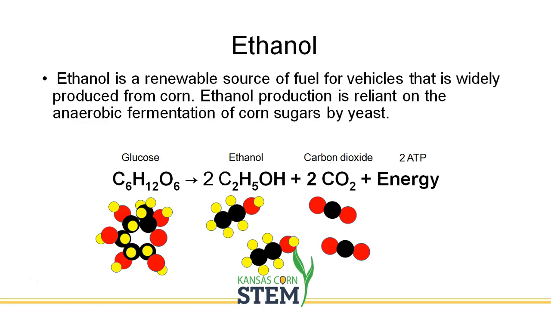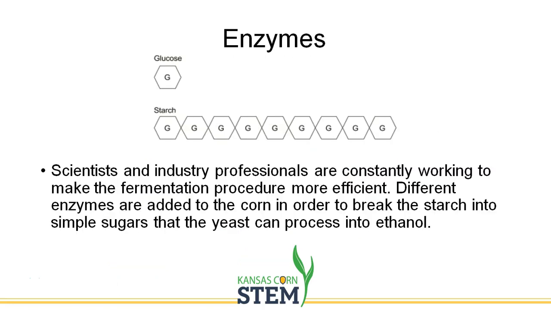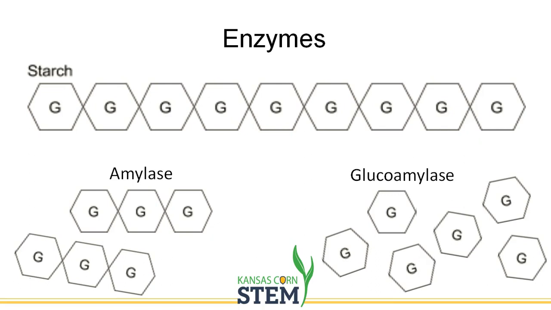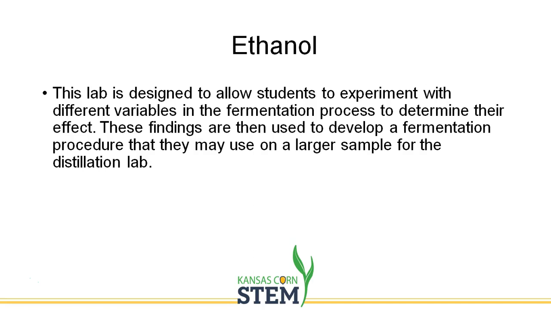The yeast uses the energy stored in the 2 ATP molecules. We will collect and measure the carbon dioxide gas produced in order to compare rates of fermentation. Yeast is very good at metabolizing simple sugars. The sugar in the corn plant is in the form of starch, which needs to be broken down. Enzymes are used to break the starch molecule down into smaller pieces. Amylase just makes shorter chains. Glucoamylase releases free glucose molecules.